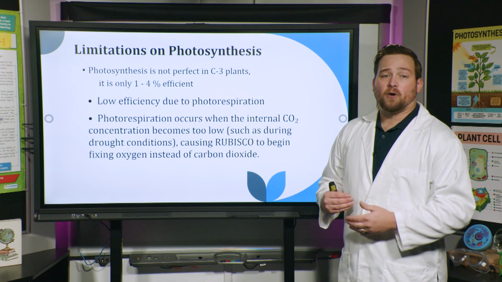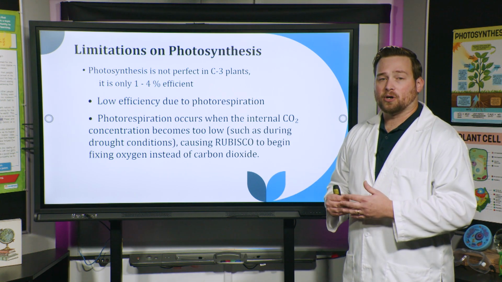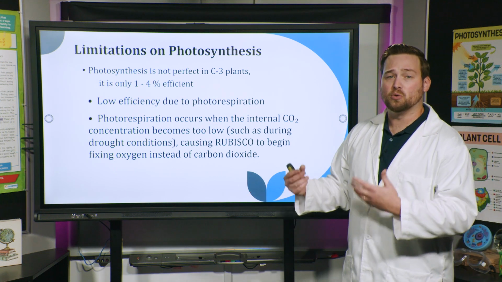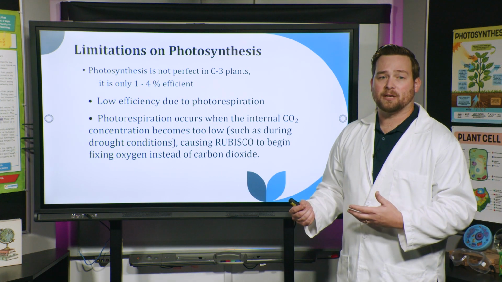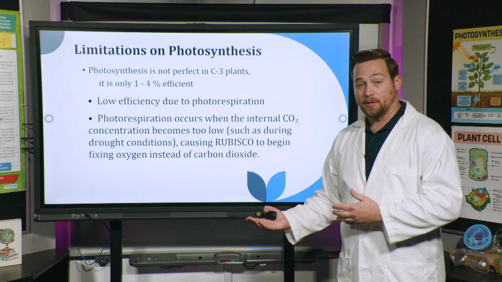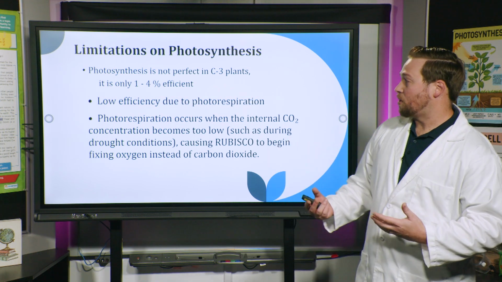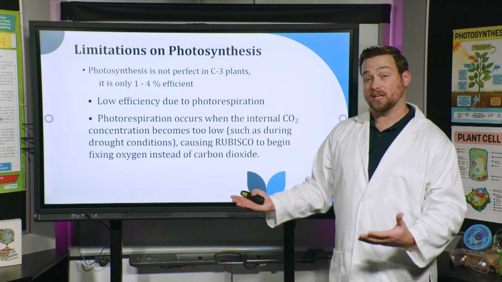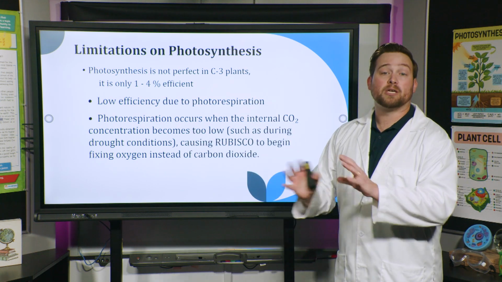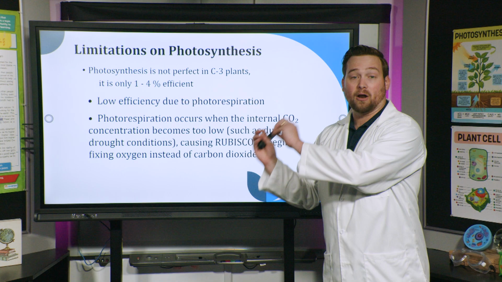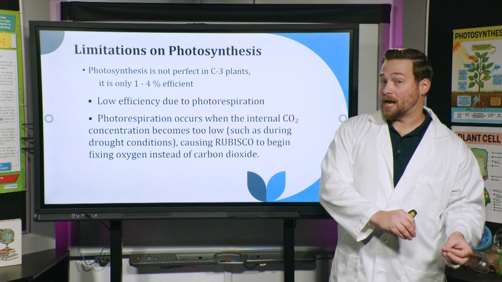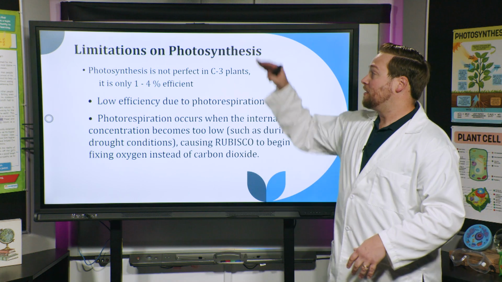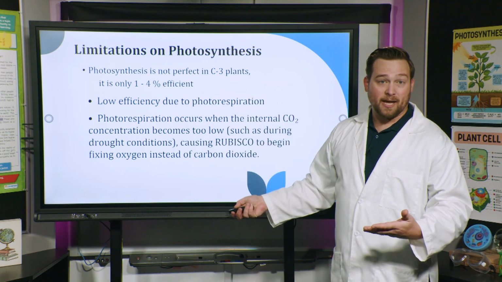Okay, this photorespiration occurs and the internal carbon dioxide concentration becomes too low, causing rubisco to begin fixing oxygen instead of carbon dioxide. So that's kind of what I was talking about earlier. This whole process could be more efficient than it really is, but the rubisco gets confused, and sometimes it breaks down oxygen instead of carbon dioxide. And when that happens, we can't do photosynthesis the right way. This is what happens in C3 plants, okay?